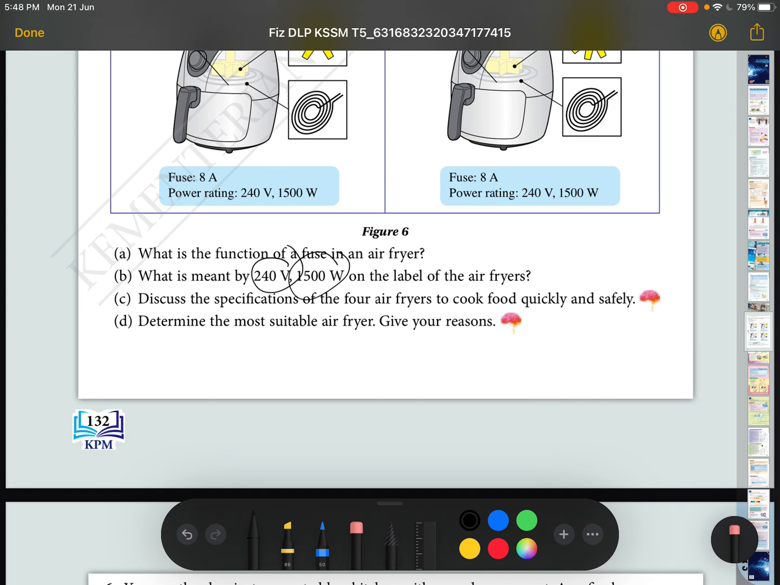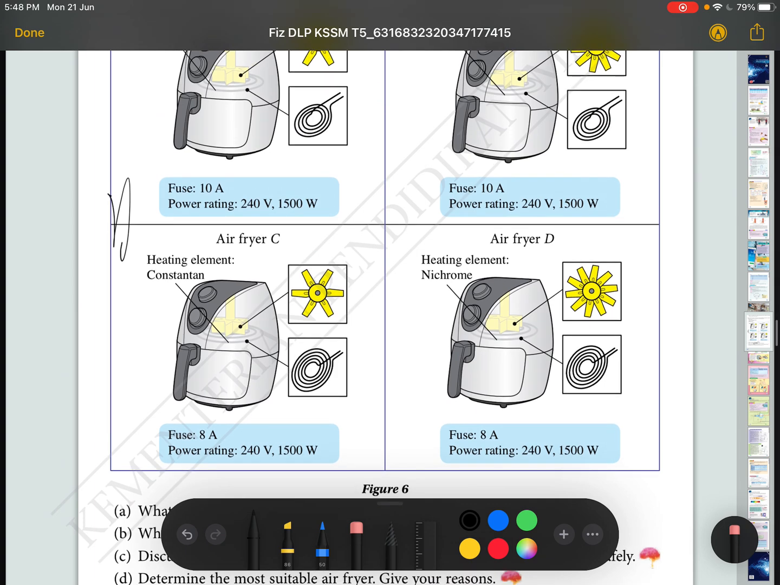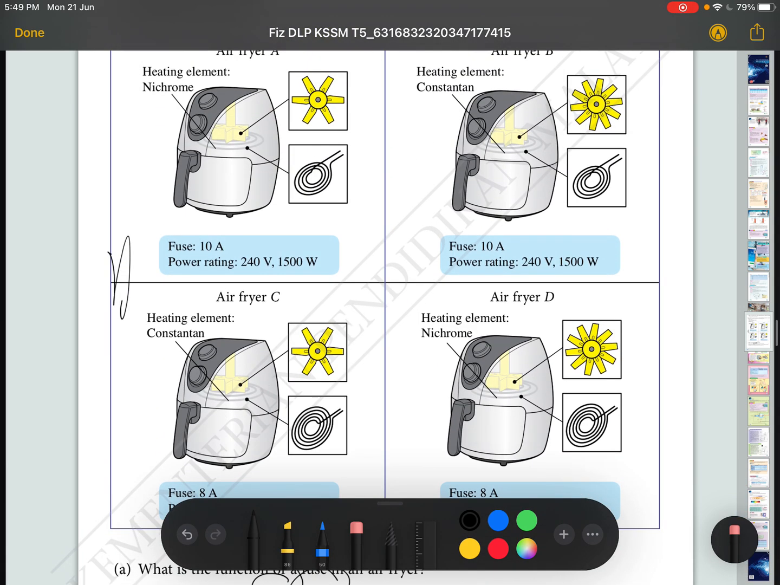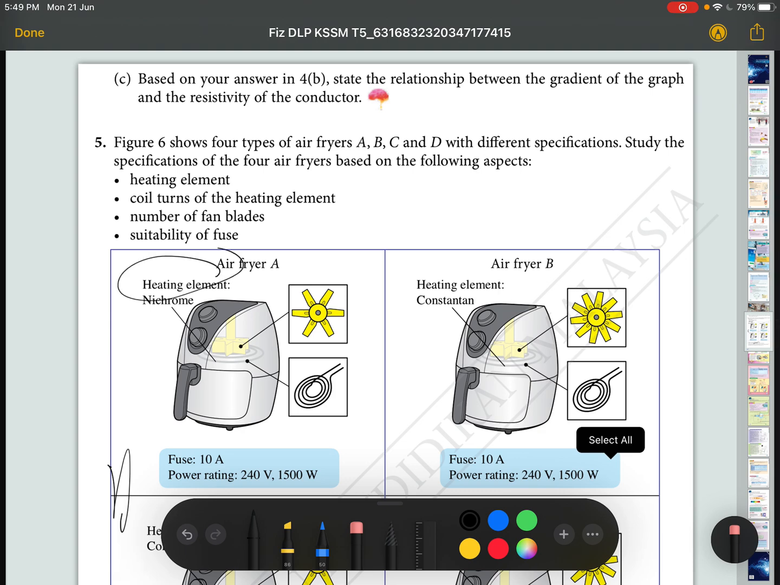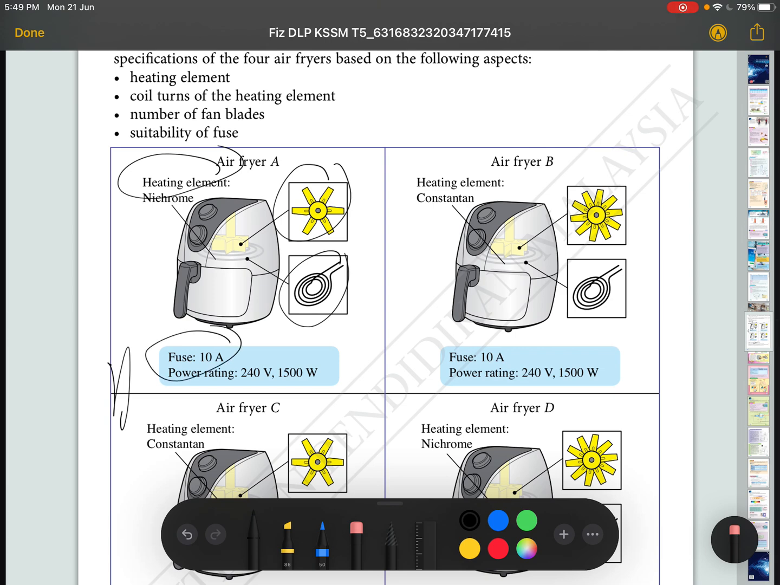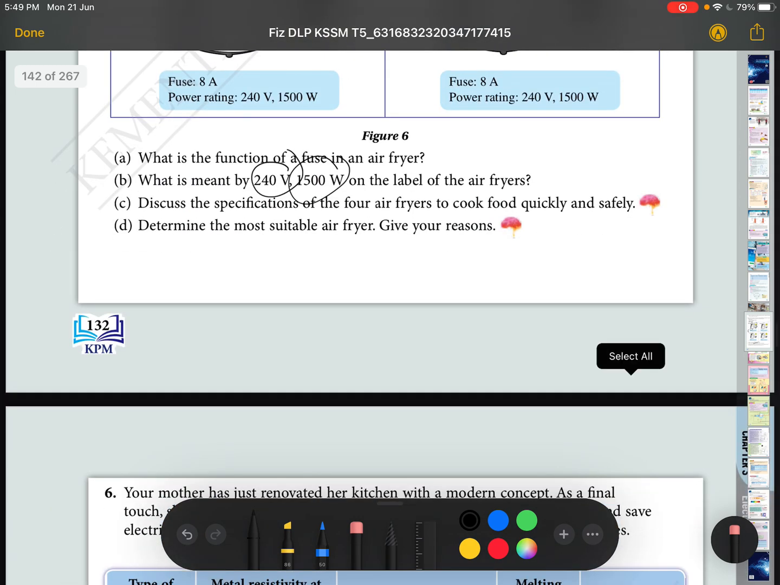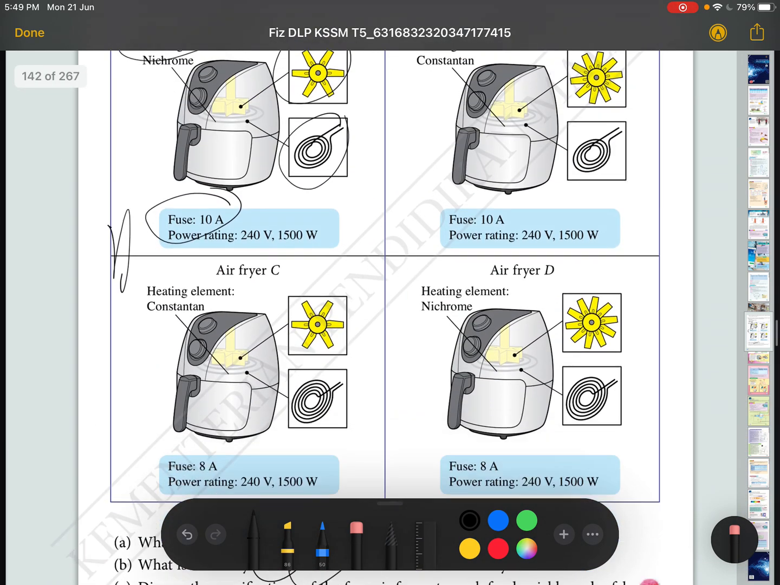This is important for your upcoming question: discuss the specifications of the four air fryers to cook food quickly and safely. For this one you don't have to do a table yet, you just have to discuss what the specifications are. There are a few that you can look at: heating element, number of fan blades, number of coils, and fuse breaking point. You need to mention all four of these.